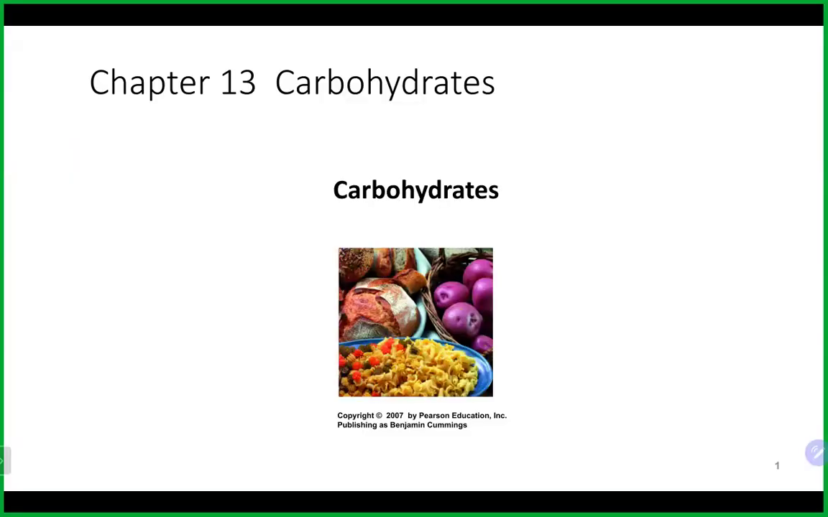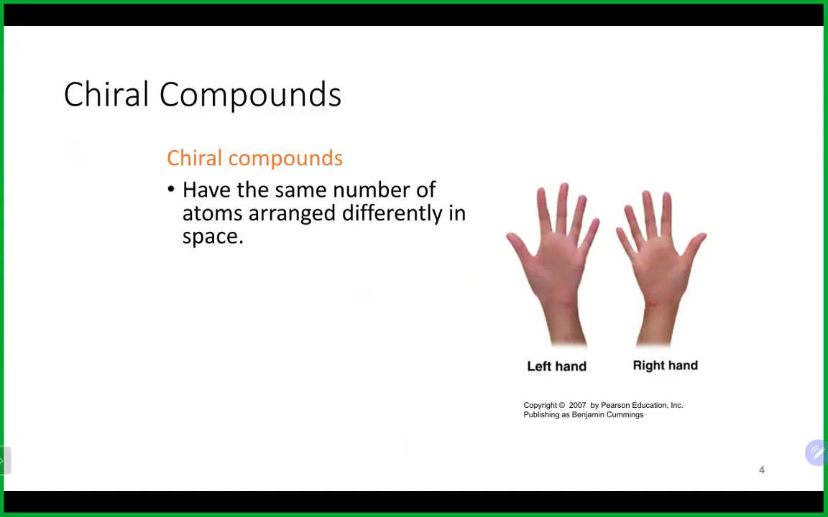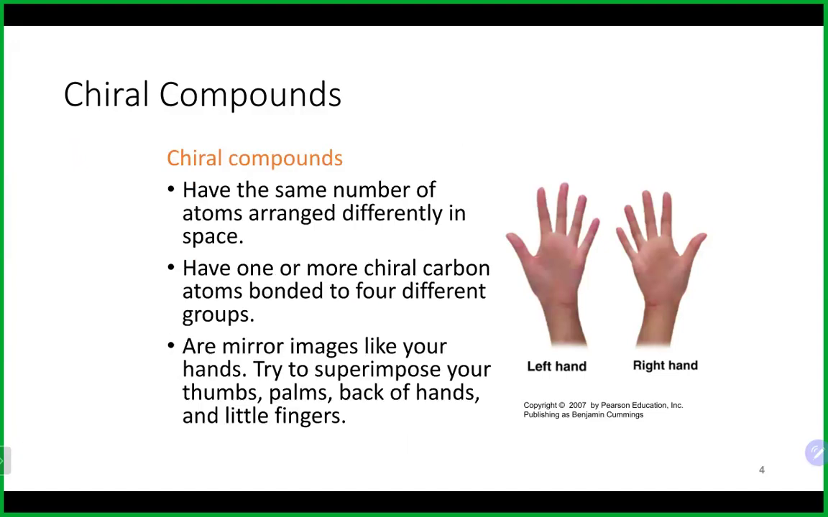There it is. Now to chapter 13, which is carbohydrates. So pasta, some bread, some good stuff maybe. All right, so let's talk about hands. Those are hands. These are chiral molecules. So a chiral compound is a compound that basically has a carbon, and attached directly to that carbon are 4 different groups. So in order for something to be chiral, it has to have 4 different groups attached to a carbon. As we will see, there will be perhaps multiple chiral carbons in a carbohydrate.